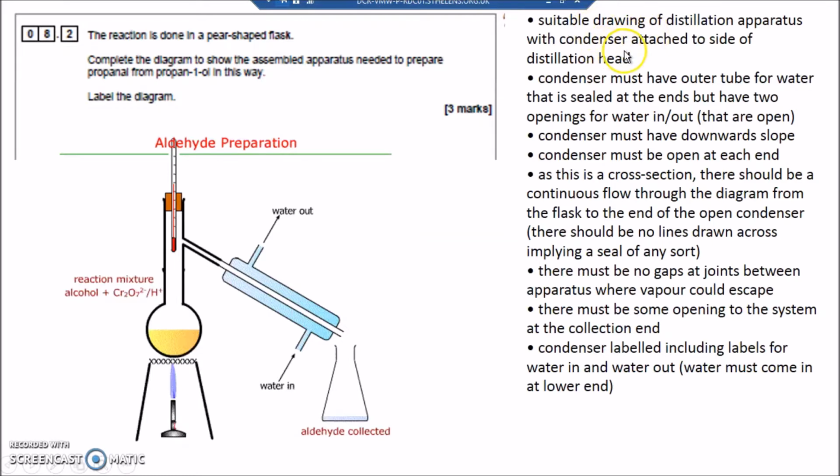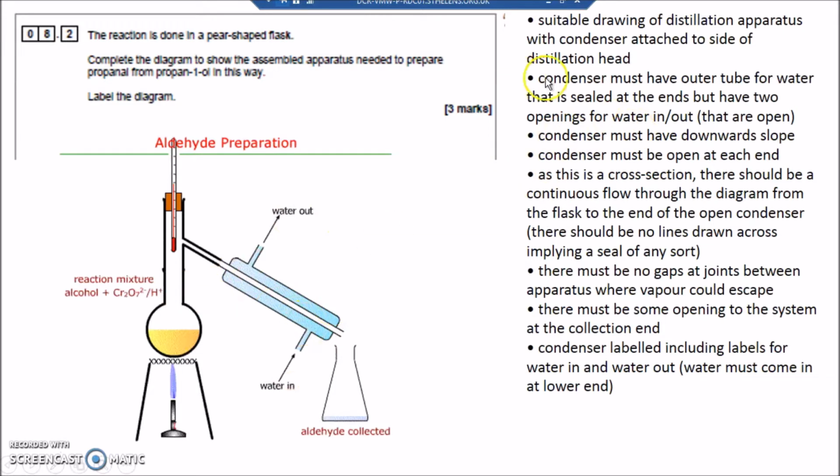Suitable drawing of distillation apparatus with a condenser attached to the side of the distillation flask. You could put a fractionating column here as well if you wanted to, but since you've only got two liquids in there, you can get away with simple distillation rather than fractional distillation. We've got the condenser with an outer tube for water, sealed at the ends, but two openings for water in and out. So it's sealed all the way around apart from water in and out.